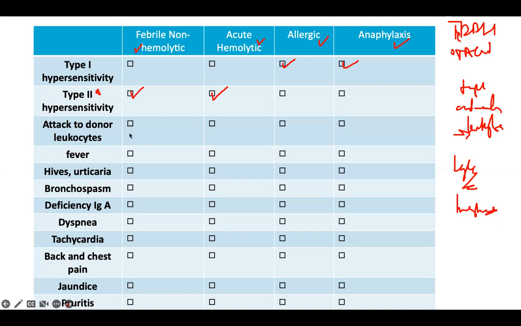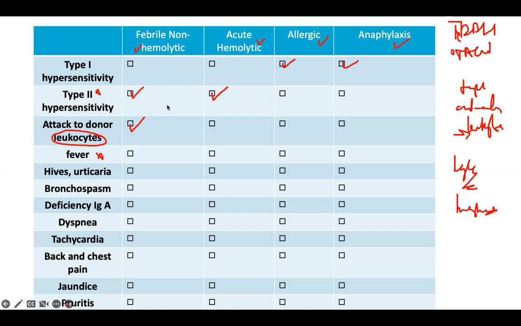Okay. Attack on the donor leukocyte. I told you the white cells being attacked is due to the febrile illness. And in fever, you can figure it out because this usually involves febrile and hemolytic.